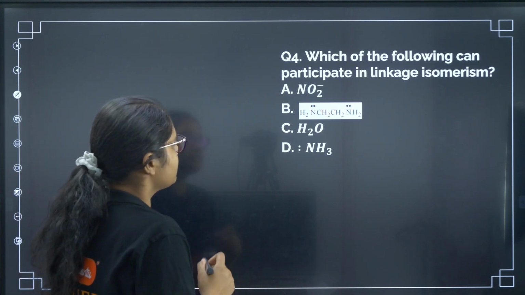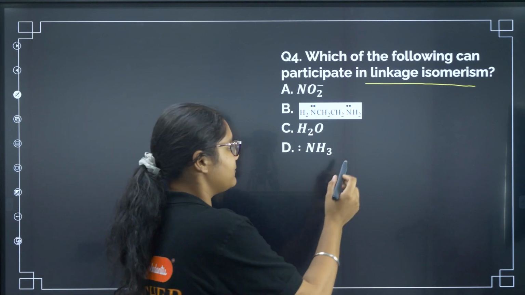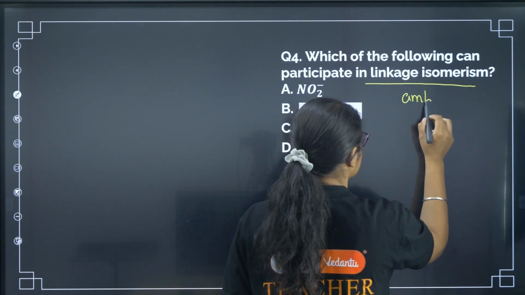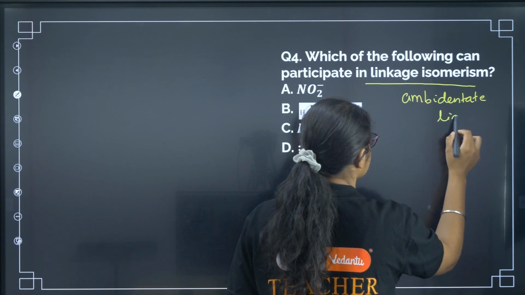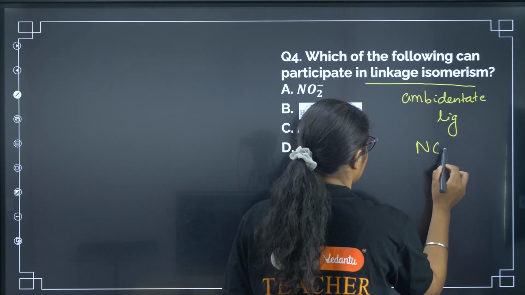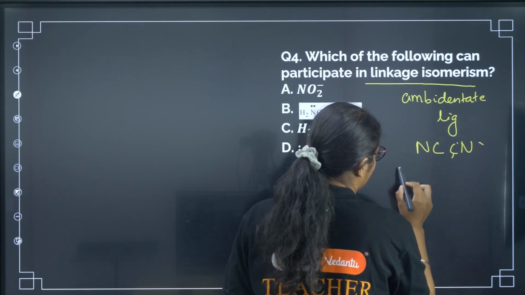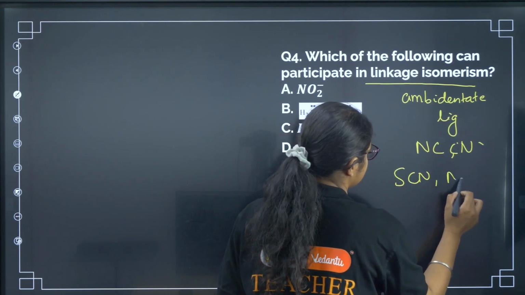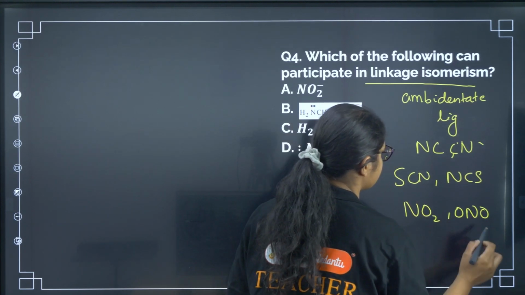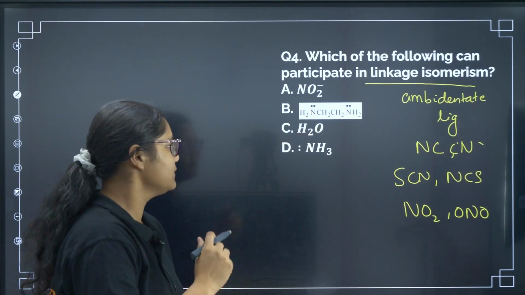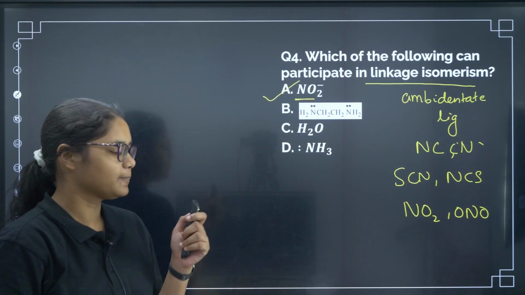Next, which of the following can participate in linkage isomerism? For linkage isomerism, we need ambidentate ligands. Okay, those ligands which have 2 donor sites but only one will donate at a time. So there are certain ligands like CN and NC, SCN and NCS, NO2 and ONO. Okay. These are the certain ligands which can show linkage isomerism. So we can see NO2 is there. So correct answer for this question will be option number A.